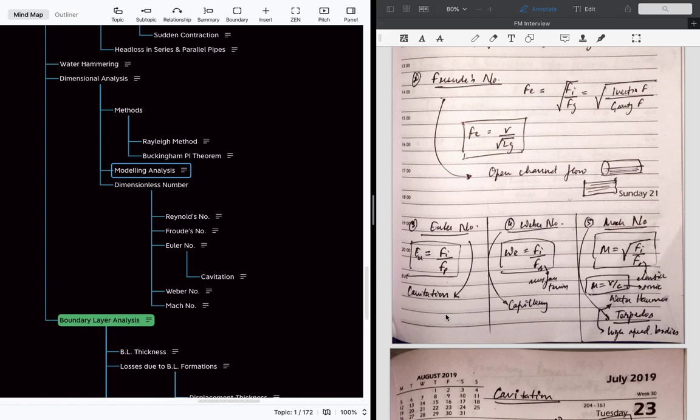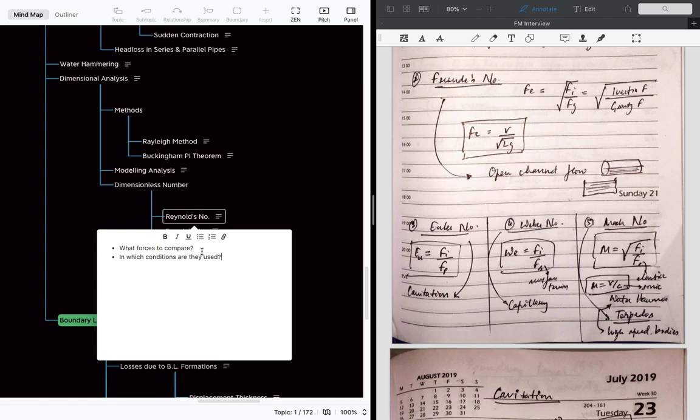You will see what cavitation is next. And next one is the Weber number. It is the ratio of inertial force divided by the surface tension force. Then the Mach number. Mach number is the root of the ratio of inertial force over the elastic force. As we know, the Mach number is nothing but the velocity of the body divided by the sonic velocity, that is, the speed of sound. These are used in cases like water hammer, torpedoes, or any high speed bodies.